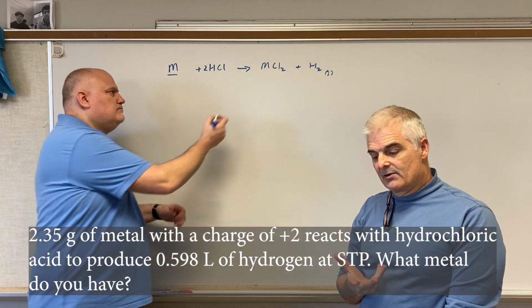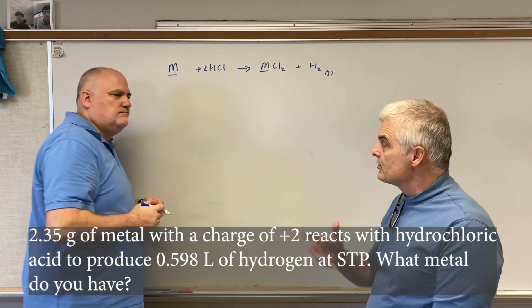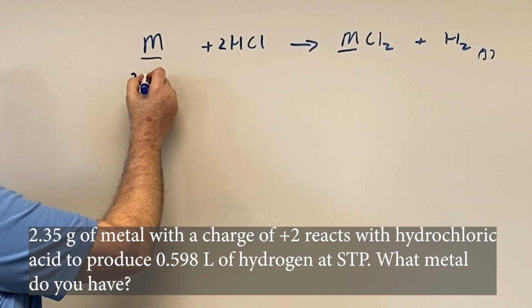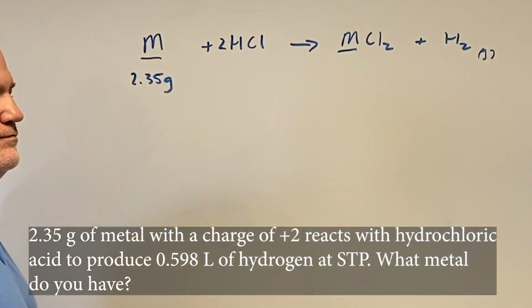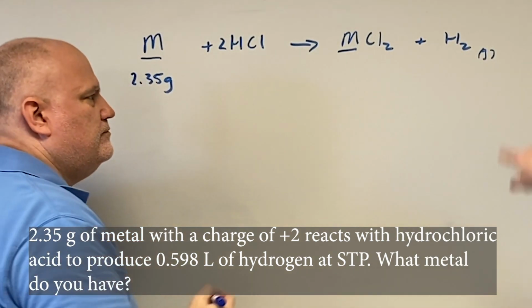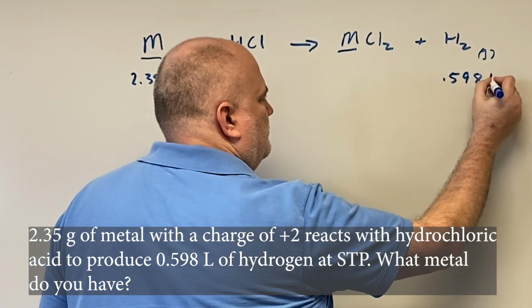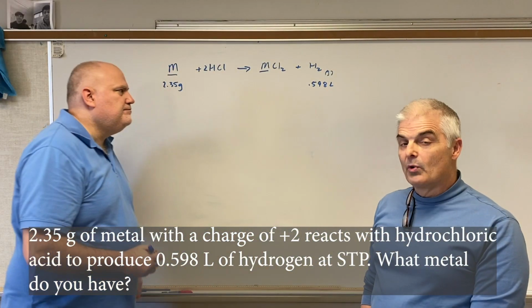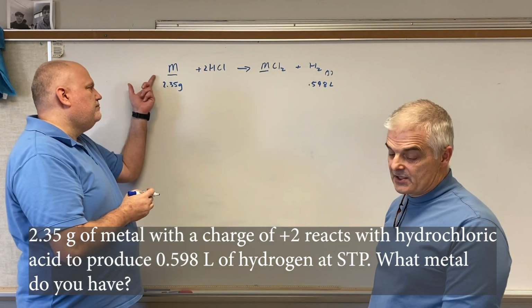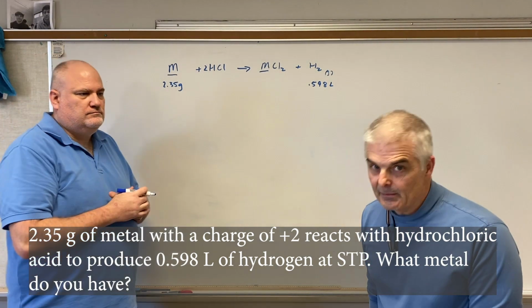And what we've got on this problem is, let's say that we start with 2.35 grams of the metal, but it produces 0.598 liters of hydrogen gas. The question: what is the molar mass of the metal? Or actually, more specifically, what is the metal?